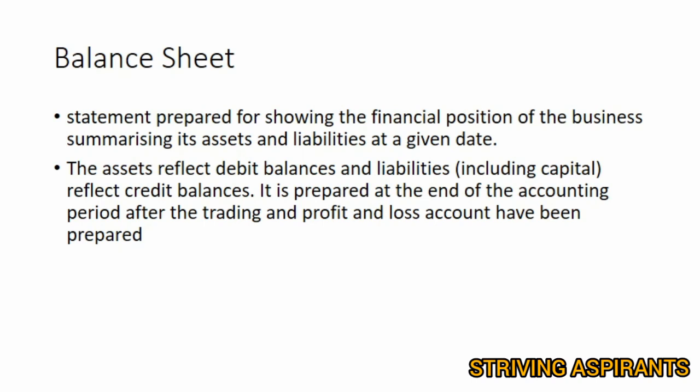Now the second important financial statement is the balance sheet. It is the statement prepared for showing the financial position of the business, and here we are summarizing whatever assets and whatever liabilities the company is having at the end of a particular accounting period. So the assets reflect debit balances and liabilities including capital reflect the credit balances.